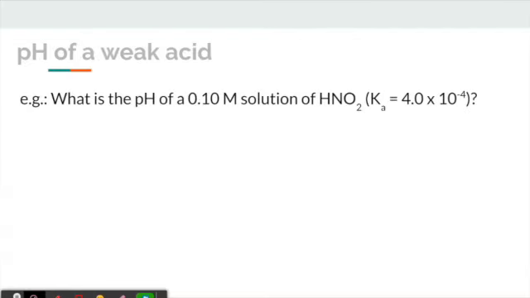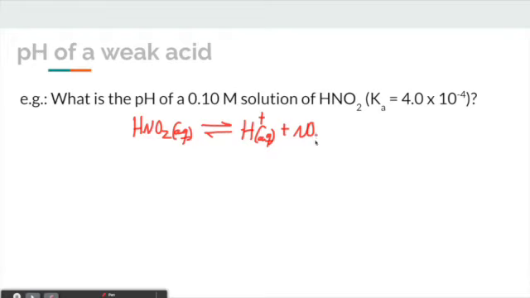Let's work out some problems. This first question is asking us, what's the pH of a 0.1 molar solution of HNO2? And the Ka, you might remember, is 4 times 10 to the minus 4. So we're going to set this up with an ICE chart. I'm going to write down my equation for this dissociation. This is going to be HNO2 aqueous, and it's reversibly dissociating to give you H plus ions, aqueous, and nitrite ions, NO2 minus, aqueous as well.